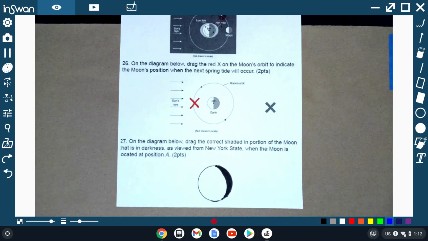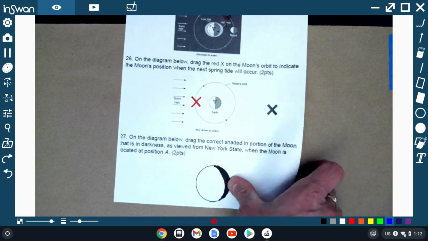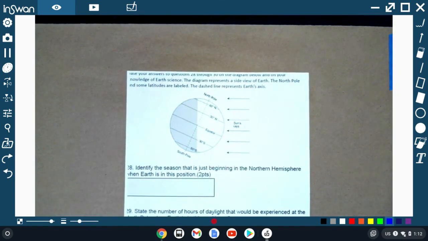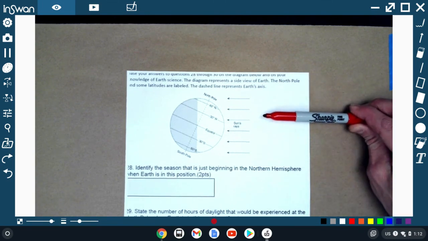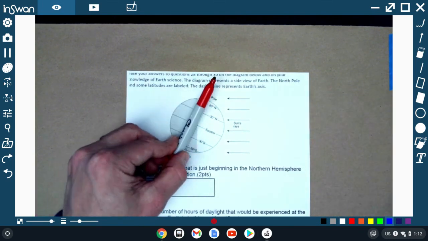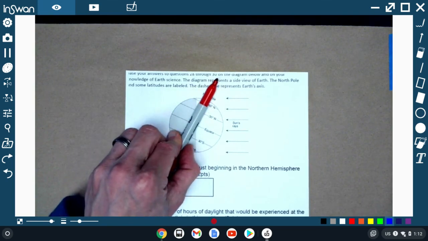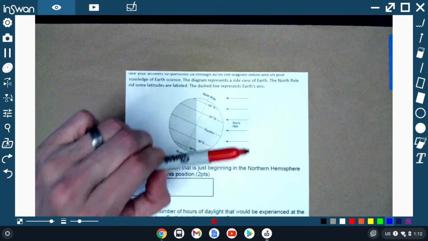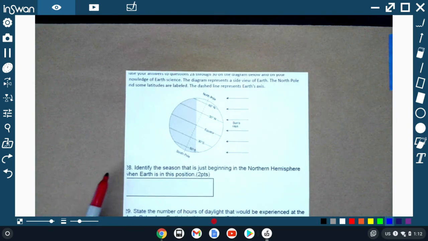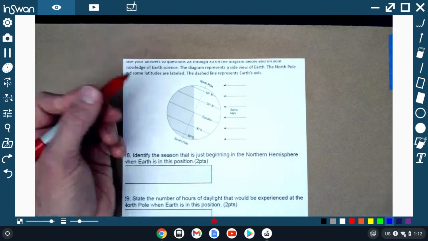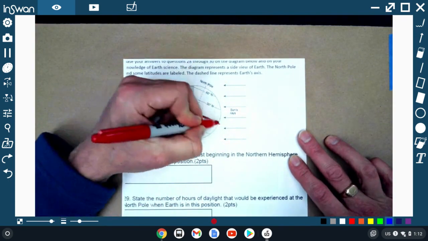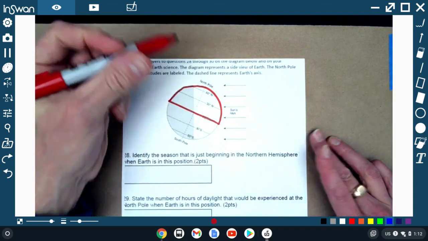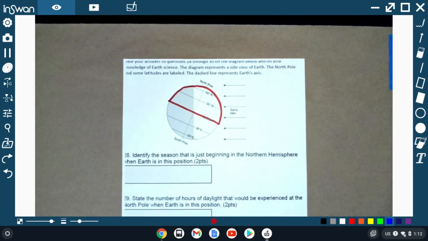All right, let's take a look at questions number 28 through 30 that go along with this diagram here. So this is a side view, and now our sun rays are coming from the right-hand side. We can see that the orientation of our Earth's axis is at a tilt, and so it's tilting towards the sun. And what we need to do for number 28 is identify the season that's just beginning in the northern hemisphere. So if we drew a line through the equator, this would be the northern hemisphere. And now we are tilted towards the sun. What is the season when Earth is in that position?